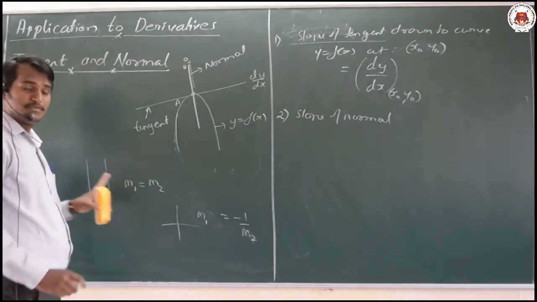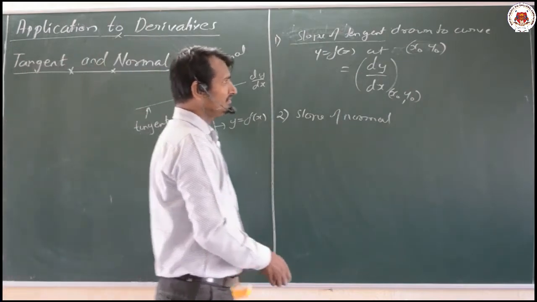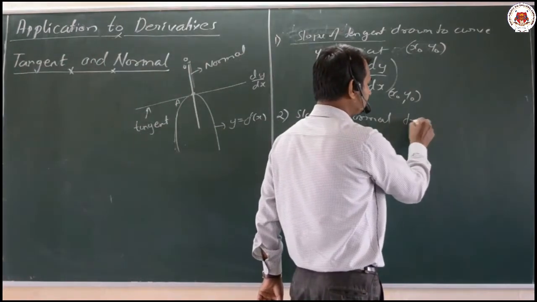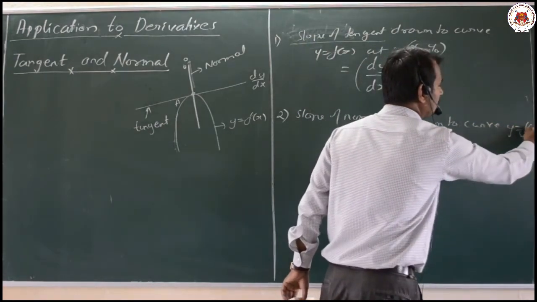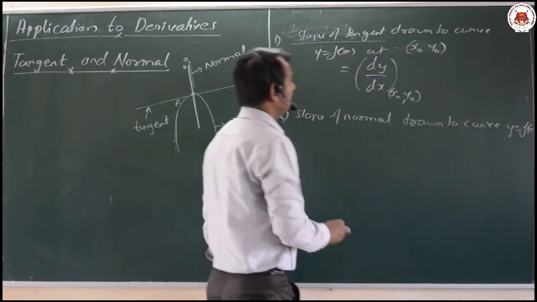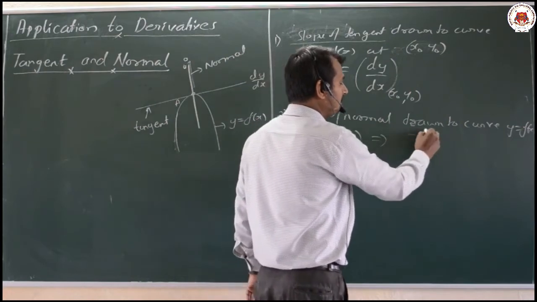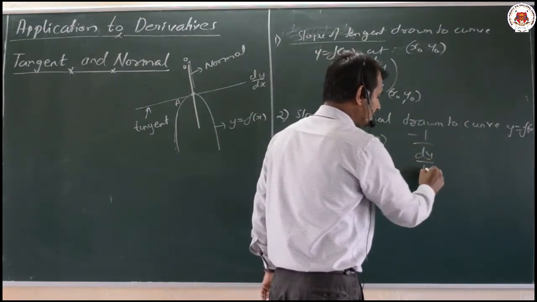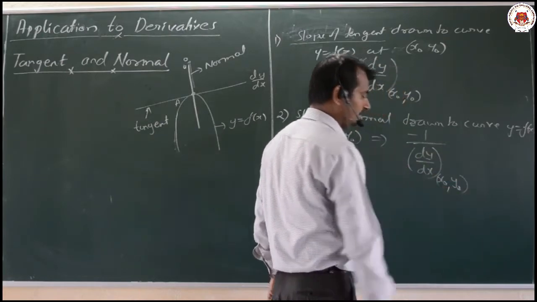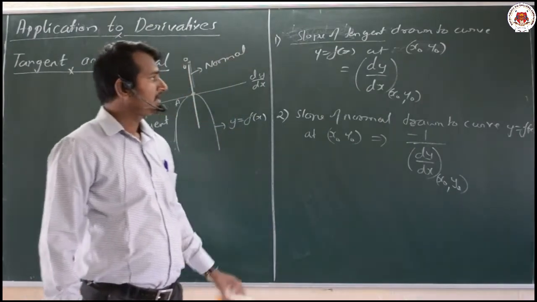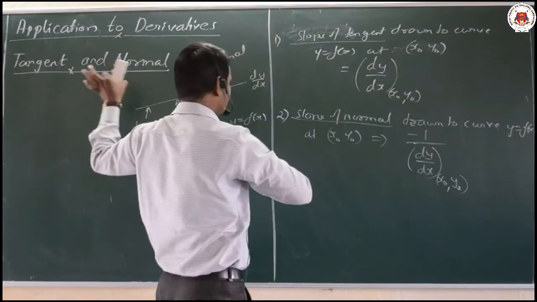On a similar basis as before, we can observe that the slope of the normal to the curve y is equal to f of x at x naught, y naught is given by minus 1 divided by dy by dx at x naught, y naught. This is our required result. Now, that is the slope of the tangent and the slope of the normal.